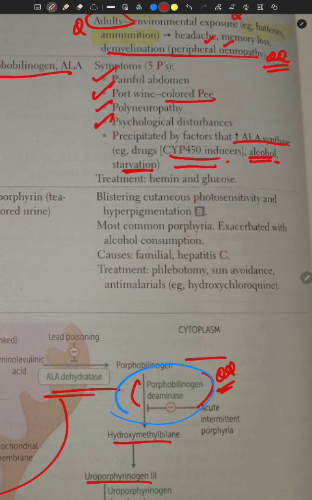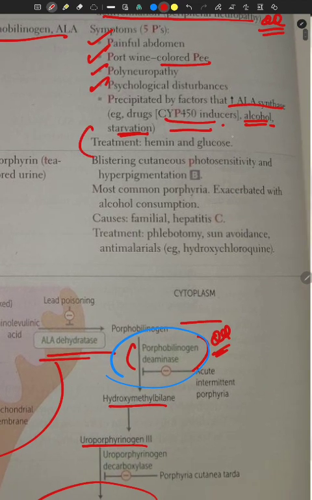Starvation is also an inducer. So what is the treatment you are going to give? The treatment is mostly by giving hemin and glucose. So porphobilinogen treatment is also very, very important. Last May they asked this.